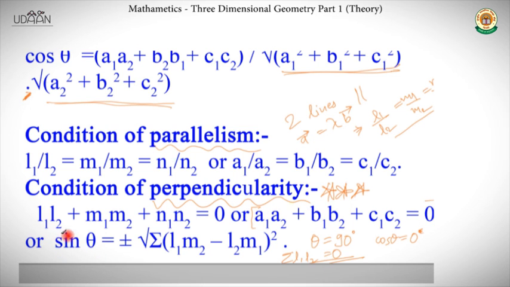Or this is an interesting formula: as sin theta is root of 1 minus cos square theta, then sin theta would be, in case of perpendicular lines, plus minus root of summation L1 M2 minus L2 M1 whole square. This is an important formula which can be easily derived from what we have done till now.